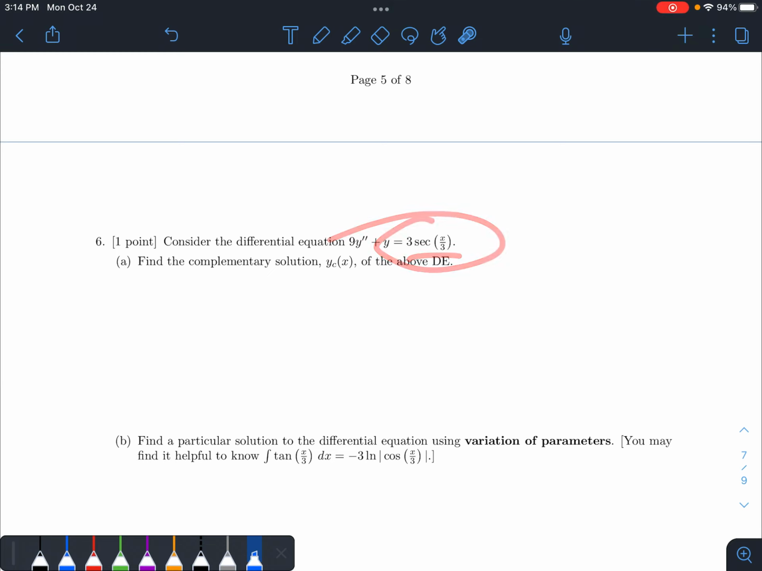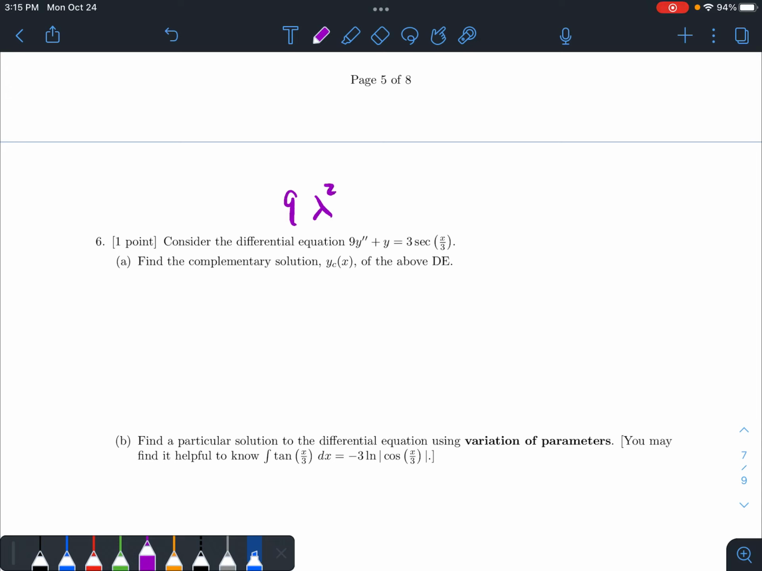Okay. 9y double prime plus y equals 3 secant of x over 3. All right, so we can't do the guess and check method to find a particular solution here, because this secant thing is not one of those forms that we could just guess and check for. It's just not going to work. So this is going to be one of those variation of parameters ones. So we need to start off by finding our complementary solution.